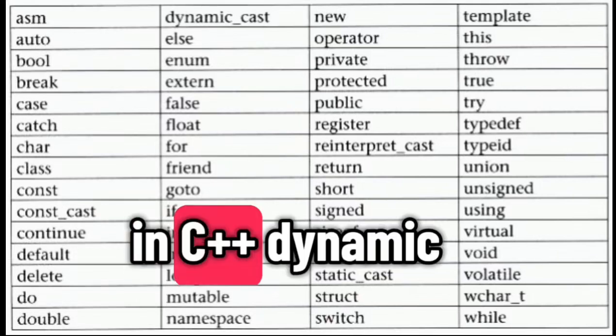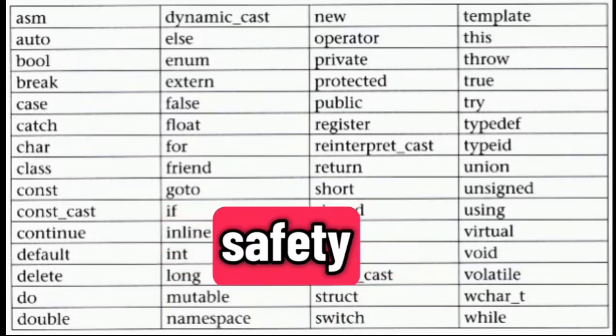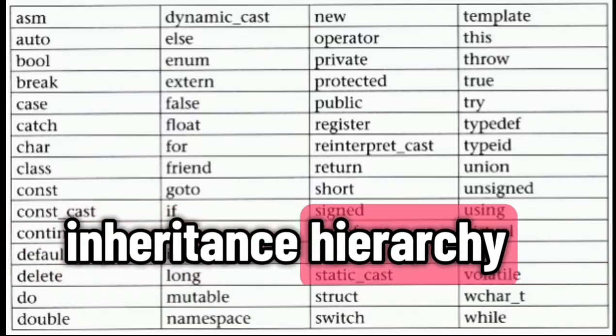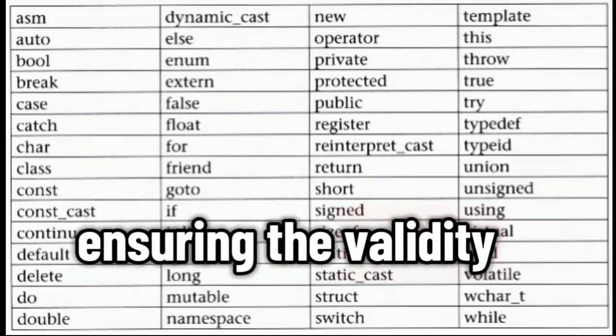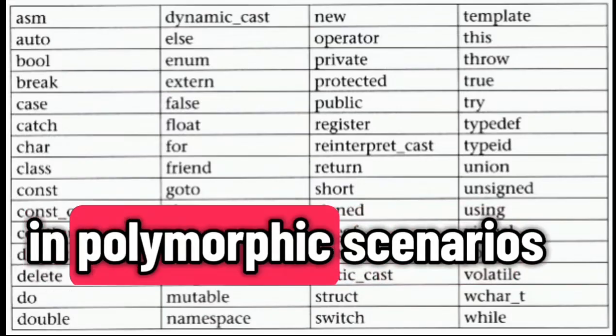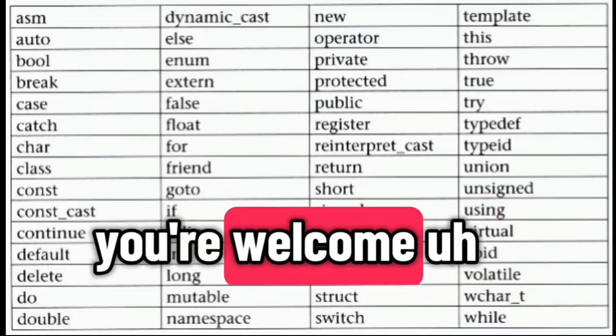In C++, dynamic cast is indeed a keyword. It's used for safely converting pointers and references to classes up and down the inheritance hierarchy, ensuring the validity of the cast at runtime. It's particularly useful in polymorphic scenarios. Thanks for clarifying. You're welcome.